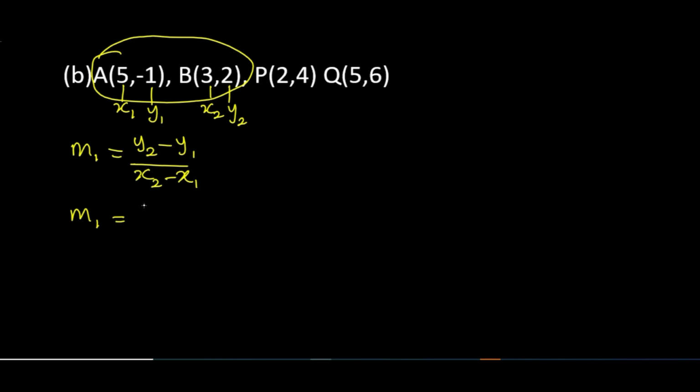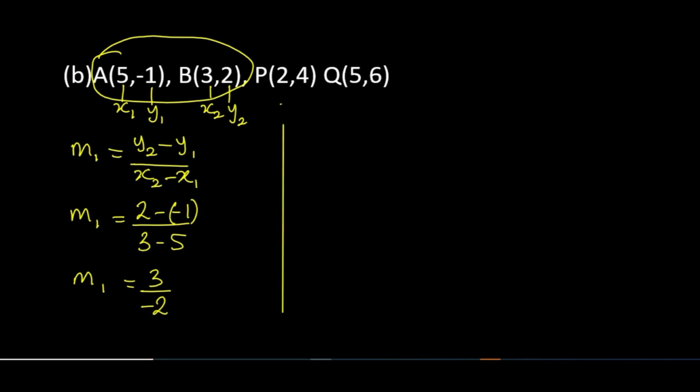You have 2 minus minus 1 over 3 minus 5. You have 3 minus 5. Okay, so at the end of the day, you have the m1 to be equal to 2 minus minus 1, that is 2 plus 1. You have 3. Okay, that is 3 over 3 minus 5 is minus 2.